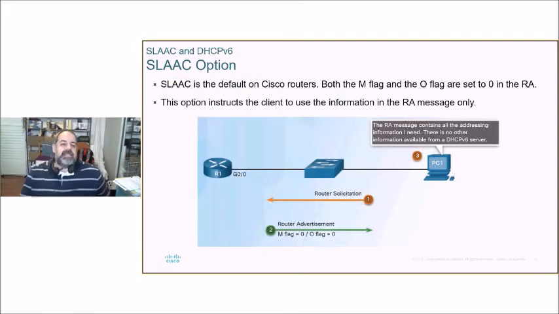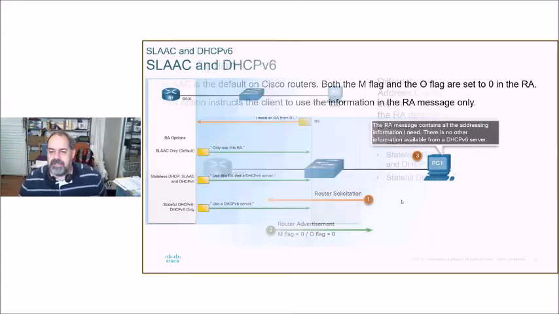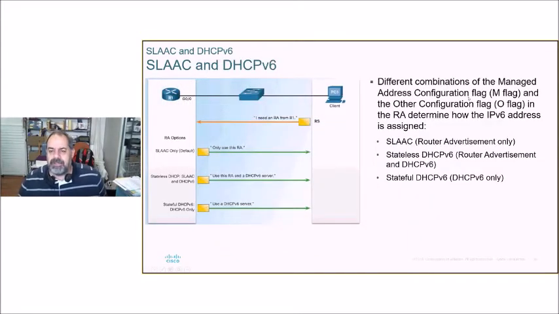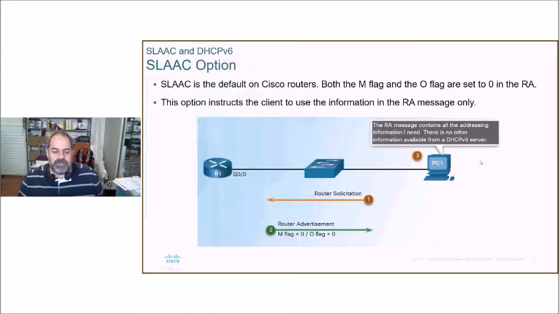Okay, so SLAAC is the default in Cisco routers. Both the M and O flags are set to 0 on the RA. I think I did talk about it in the other slide there. You've got M, which says, do we have a managed network, or do we use the other configuration? Managed, of course, is that, and other information is that. By default, they're both set to off, and so you get a router solicitation message, and it's answered by a router advertisement, and done. So there's no more information that's going to be available.